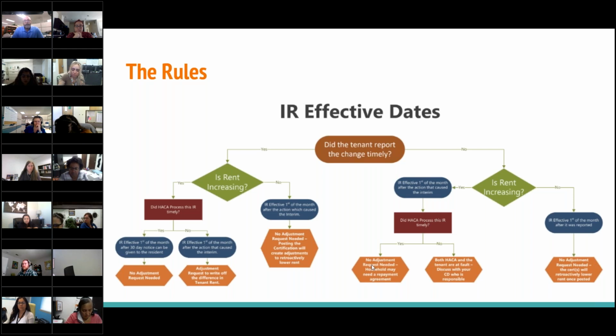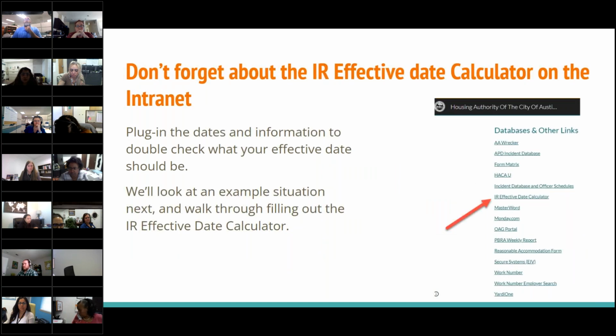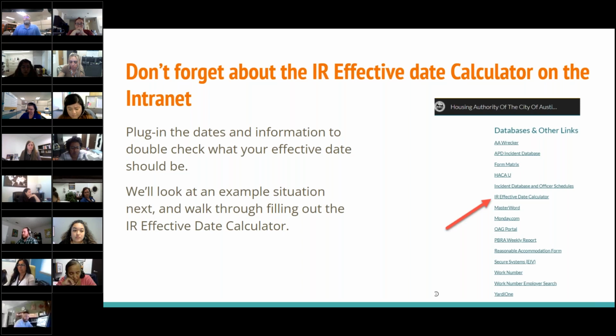As we go through these examples, I've included the part of the chart that we're on to hopefully help that make sense. There's also another tool, which is the IR effective date calculator. We gave it a prominent spot right on our intranet page. It's in that left column of databases and other links. Basically, you put your dates in, you answer a couple questions, and then it'll tell you what the IR effective date is. And we'll go through an example using that as well.